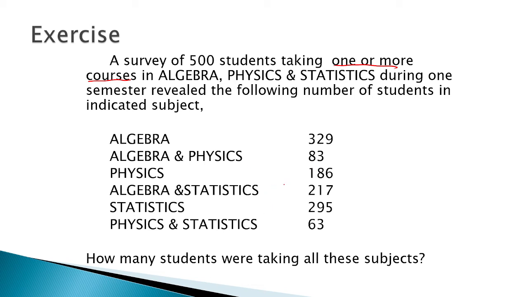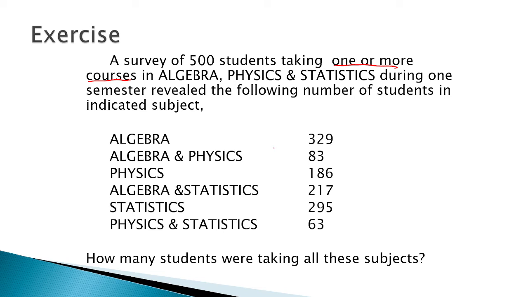Ganun sa physics din, 186. Hindi natin alam kung dyan sa 186 na yan, ilan yung kumuha ng statistics tsaka ng algebra din. Alam lang natin, total ng lahat ng nag-physics, 186. Pati ito, kumuha ng algebra and physics, 83 daw. Sa 83 na yan, hindi naman natin alam kung yung kumuha ng algebra and physics na yan ay kumuha din ng statistics. Diba? So, yung nagpapakomplikado ng problem natin, kasi hindi siya specific na ito lang yung kinuha nila. So, ano yung kailangan natin gawin with this one?